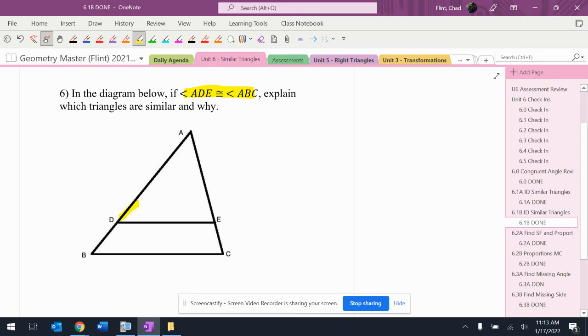All right, so I've got ADE and ABC, and that's all it tells you about. It says, are they similar? So if you highlighted those two angles and said no because I need two pairs of angles, you have a pretty good understanding of what's going on. All right, but this is a little bit harder of a problem because we have to think about it a little bit more than that.